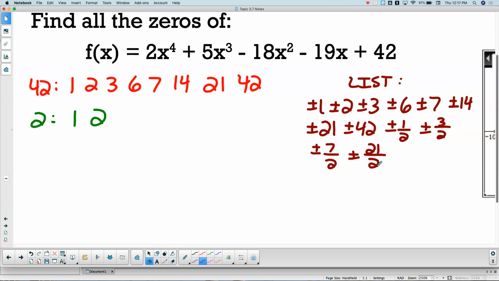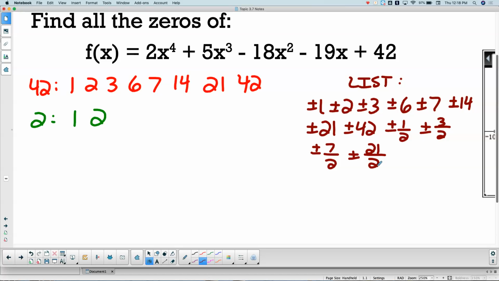Kids, you're giving me a confused look. Agree? Okay? Because we don't have to do the even ones, because the even ones, 2 divided by 2 is 1. We already got it. 6 divided by 2 is 3. We already got it. 14 divided by 2 is 7. We already got it. 42 divided by 2 is 21. We already got it. Okay? So we took our infinite amount of possible zeros, narrowed it down to, what do we got now? 24. Okay, so we still got a pretty big list. We got 24 possible zeros now.